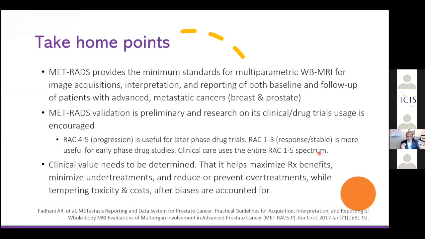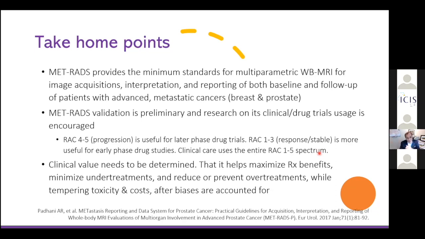Remember that RSE4 and RSE5 are going to be useful for drug trials, because in drug trials, people are interested in progression. In early phase clinical trials, you'll be interested in response itself, so stable disease and a definitive response. Clinical care tends to use the entire spectrum.